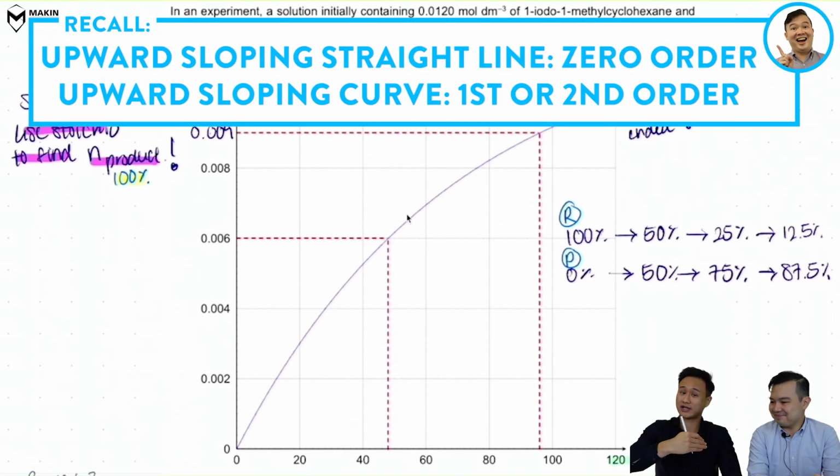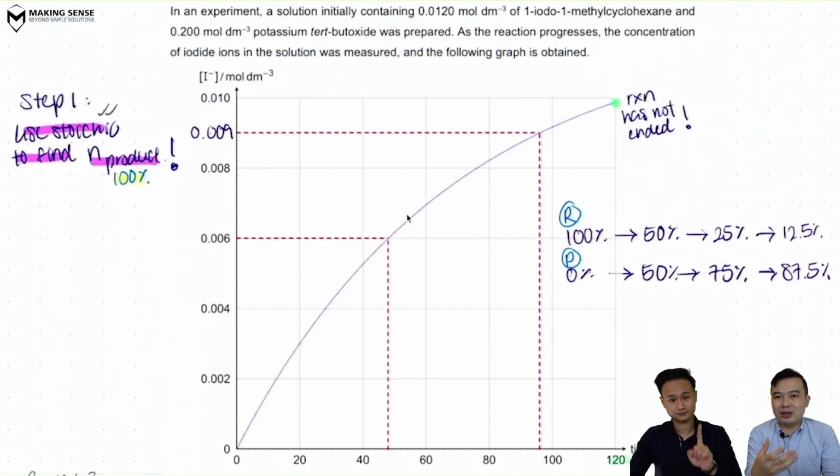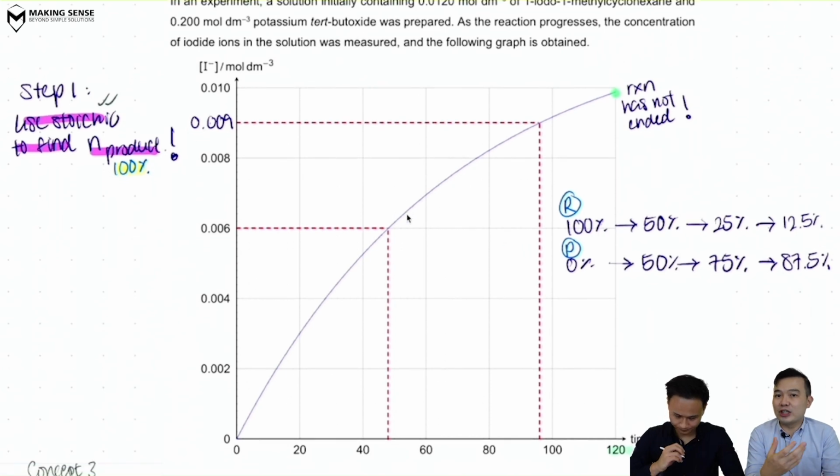Again, upward sloping straight line for product, that should be 0 order. Oh, okay. Yeah. But most of the time, it doesn't happen all the time. Nope, I mean, nope. You actually see this as a curve that looks like this, right? Yep. So we're going to see it's probably going to be a first or a second order, right? Now, if it's first order, I'll once again need to prove that it's a constant half-life.